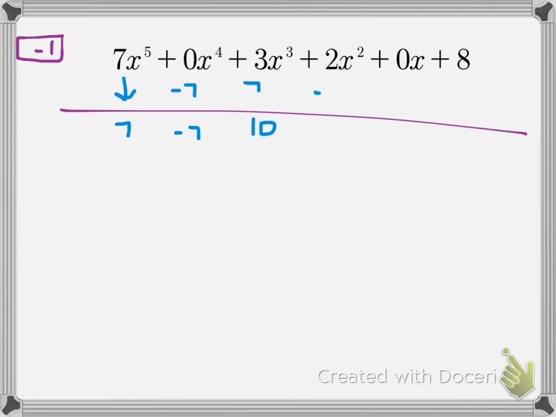10 times negative 1 is negative 10. And if I add those together, I get negative 8. Multiply it by negative 1, I get positive 8. Add them together, I get 8. Multiply again, I get negative 8. And then if I add those together, I get 0.